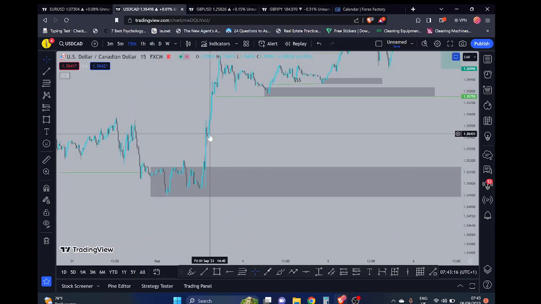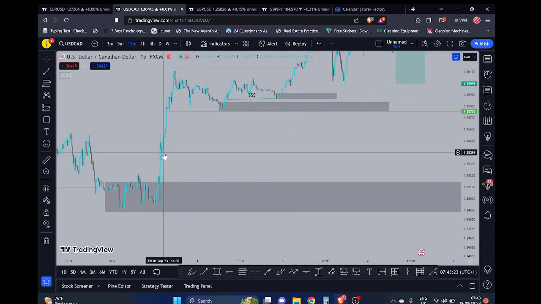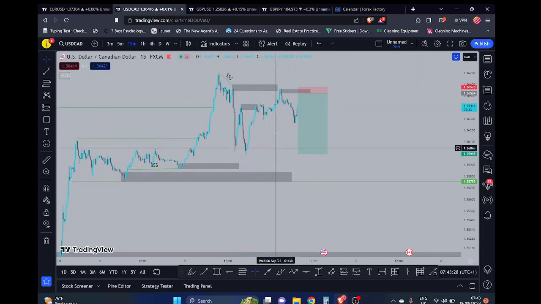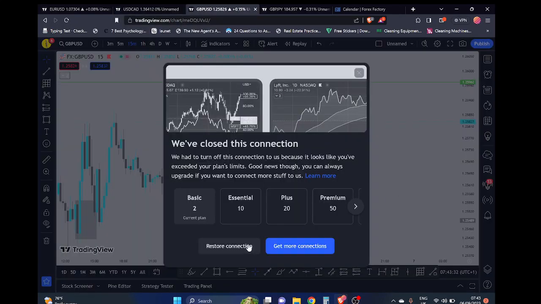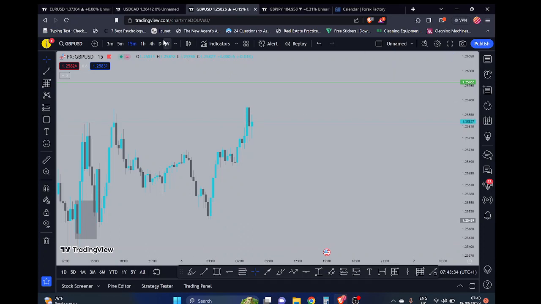But this is also a nice area to go long, because you can see it can use all this as inducement and come all the way down here. And this is a discounted zone for a long. So we're going to check that out later. Now let's go to the GBP USD, starting from the 4 hours.